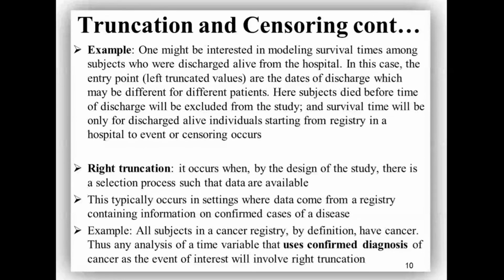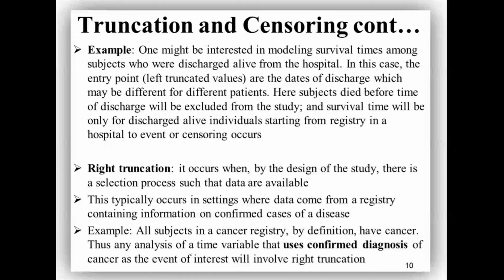You can see this example, of course. Now let's see right truncation. The previous one was left truncation; now it's to the right. It occurs by the design of the studies. There is a selection process such that data are available. This typically occurs in settings where data come from a registry containing information on confirmed cases of disease.